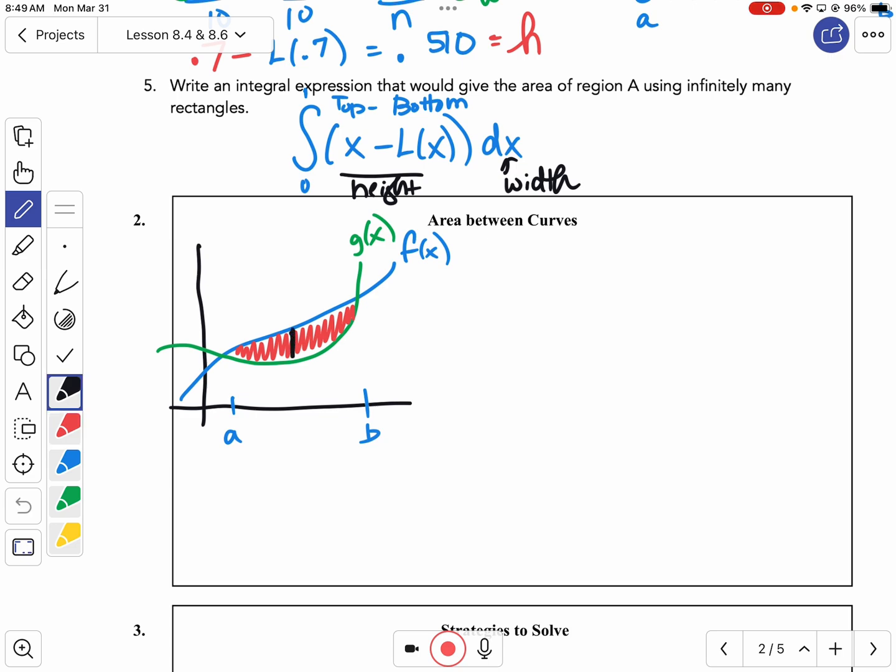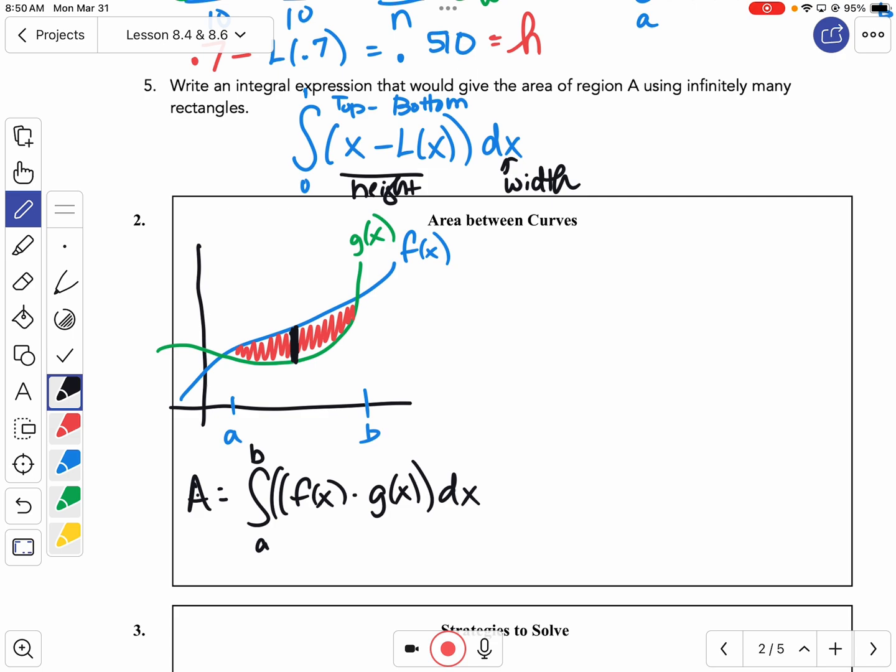I like to think in terms of what would one rectangle look like. So I always draw that in there. You don't have to, but that's what I do, right? And so our area would equal the integral from A to B. Which function's on top? F of x, the blue one, minus g of x dx, okay? So if f is greater than g, it's going to look like that.